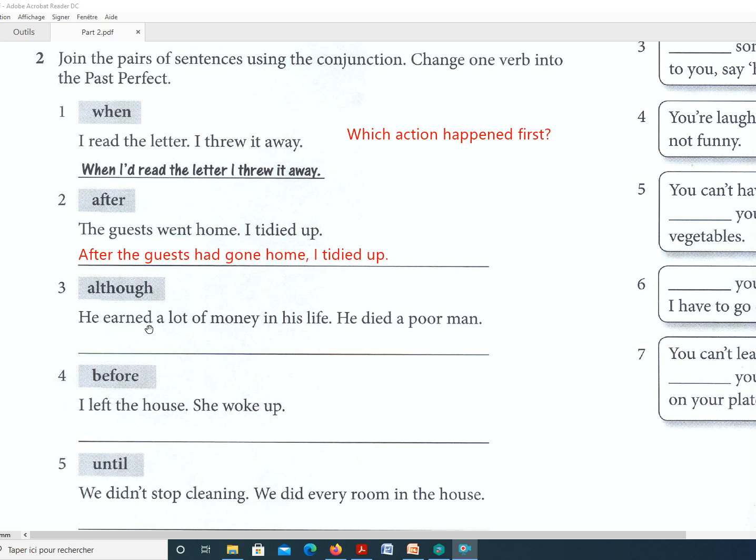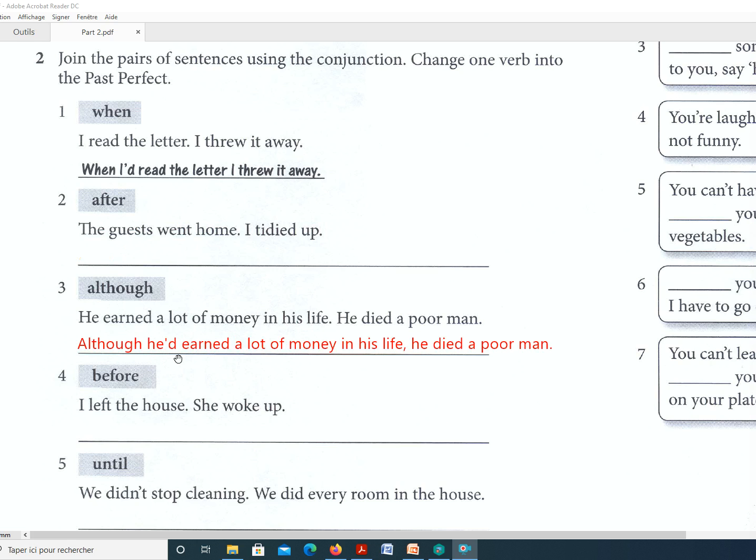So which action happened first? Again, it is the action of earning. We're going to conjugate this in the past perfect and say, although he'd earned a lot of money in his life, he died a poor man. Had earned. Number 4, using before. You have 2 sentences. I left the house, she woke up. Let's consider here that the action of leaving happened first and then she woke up.